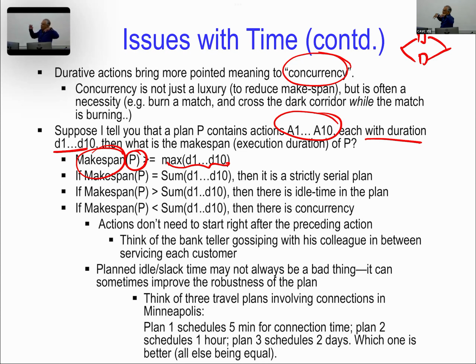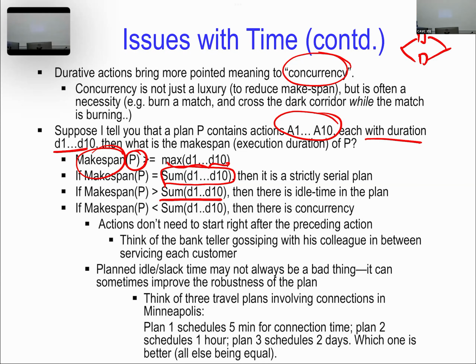And because of precondition effect dependencies, because of conflicts, the makespan can actually be much higher than max of D1 to D10. Okay? You can say if the makespan is equal to the sum of D1 to D10, then it is a strictly serial plan. That means you're doing one thing, then the next thing, then the next thing, and then you're done. And if the makespan is greater than the sum of D1 to D10, then there is idle time in the plan. There is slack.